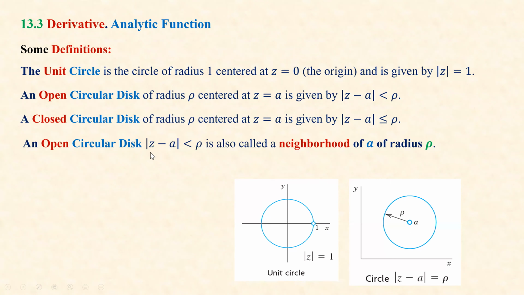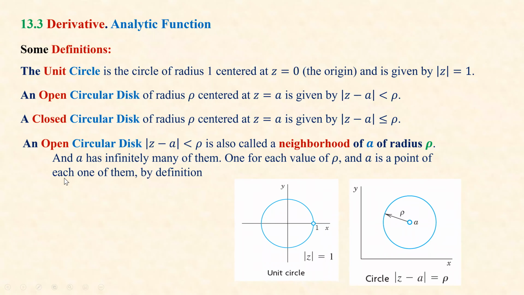An open circular disk that we defined here is also called the neighborhood of a of radius rho. And a has infinitely many of these neighborhoods, one for each value of rho. So rho can be anywhere between 0 and infinity. Each one of those can be a neighborhood around a. Of course, rho cannot be 0. If it is 0, it's just one point, but it can be any positive real number.